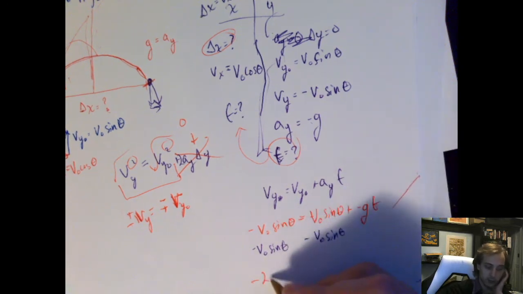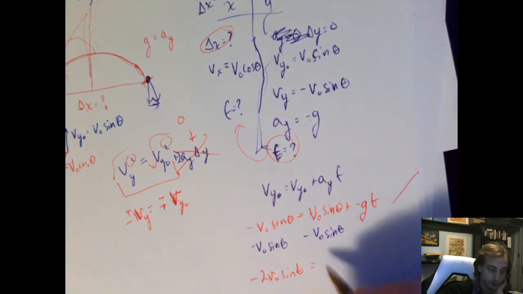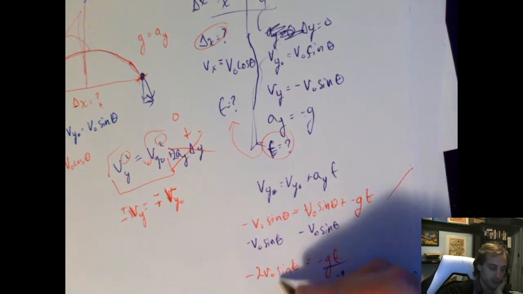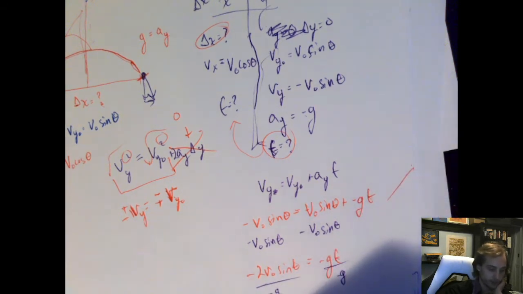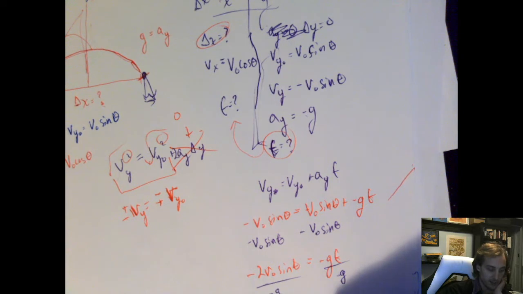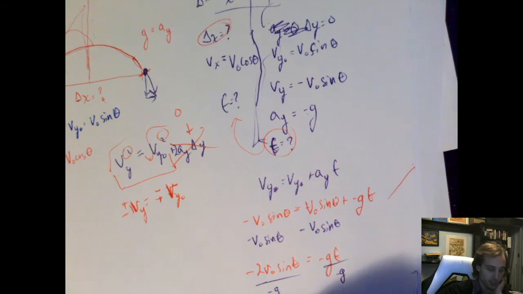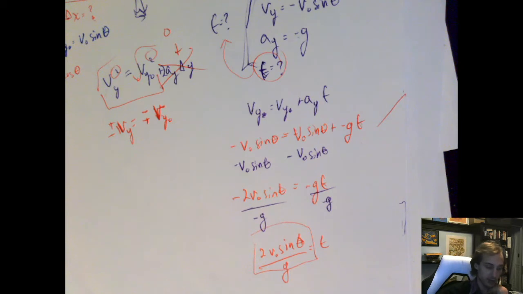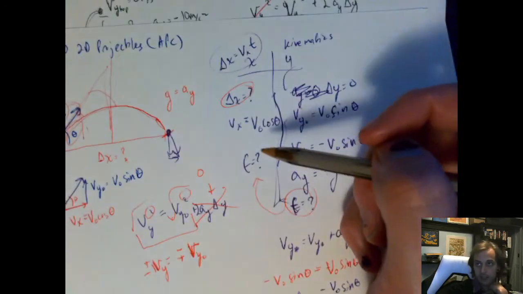That'll give us negative 2 V naught sine theta is equal to negative gt. Divide each side by negative g, and we're left with 2 V naught sine theta divided by g is equal to our time. This isn't our answer, but it's pretty useful because we now have our time in terms of our givens, V naught, theta, and g.